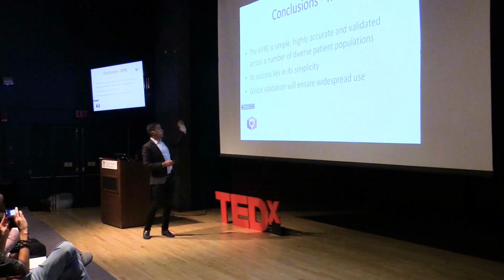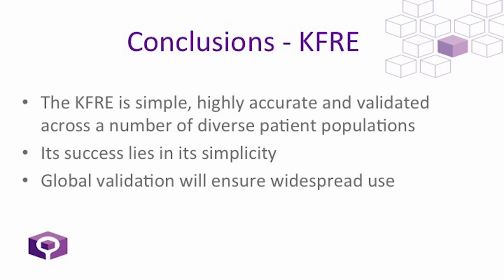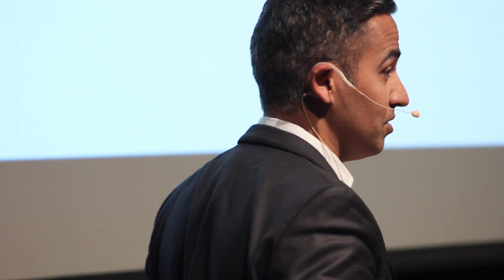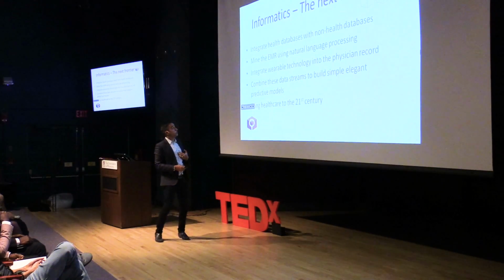So to summarize the work, the kidney failure risk equation is simple, highly accurate, and validated across a number of diverse patient populations. But its success really lies in its simplicity. It's simple, it's adaptable, it's portable. And global validation, which is what we're squarely focused on, will ensure that its widespread use continues. So we've developed the kidney failure risk equation, and that work just now needs to be implemented. But what do we all do next? What do you do next? What do I do next?